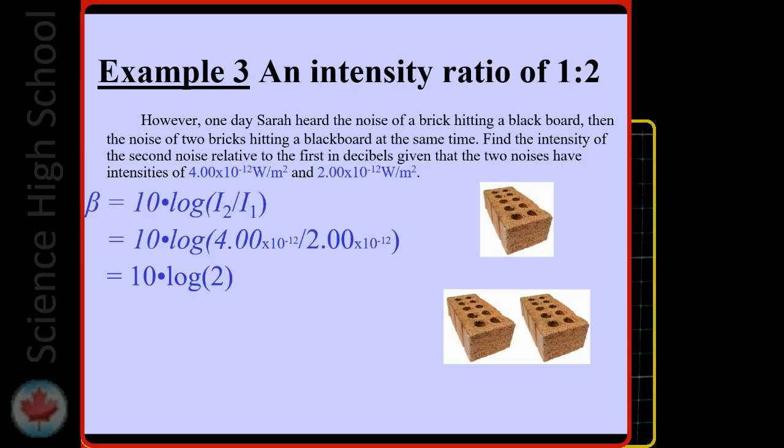And you end up getting, because it's still a ratio of 2 to 1, it reduces down to log of 2. And again, this is a weird one, because log of 2, well, 10 to the power of what, right? Would end up giving you 2. That's what the log button is for. You don't have to guess. 10 to the power of 0.301 would be equal to 2. And I get 10 times 0.301, so 3.01 decibels is the loudness difference between those two actual realistic intensities.